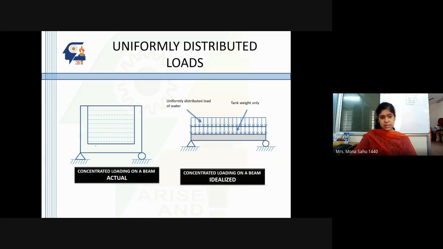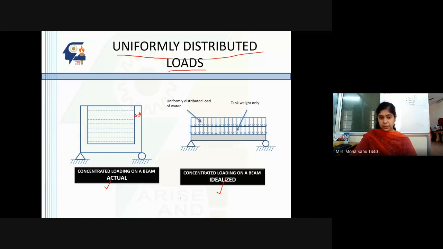Uniformly distributed is, imagine there is a tank on top of your building. It is filled with water. So the weight of the tank is acting throughout the beam, so you can denote it like this. And the weight of the water is also acting throughout the beam. You getting it? The reason why we're taking it throughout is because the thickness of the wall is going to be very small. So that's why it's taken as throughout the beam. So this is known as uniformly distributed load. This is the actual and this is idealized.